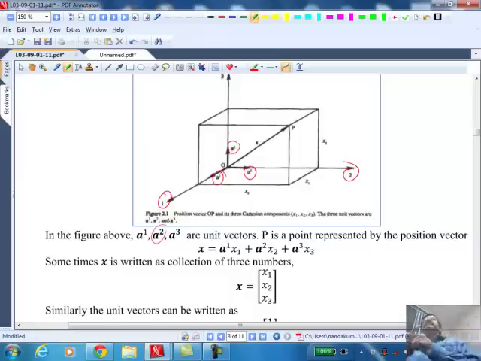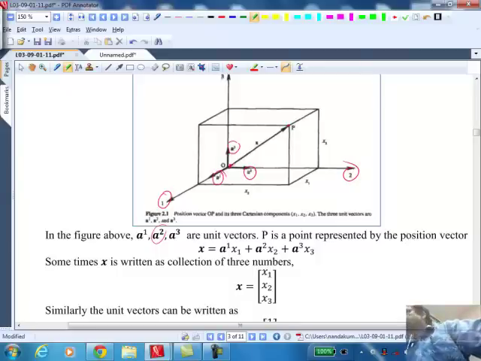Why do we need them? Because it tells us the direction. Its magnitude is 1, it tells us the direction. Go in this direction. So when I want to tell the address of a particular point in space, point P, how can I do that? This is called a position vector. You can graphically represent this by this line.